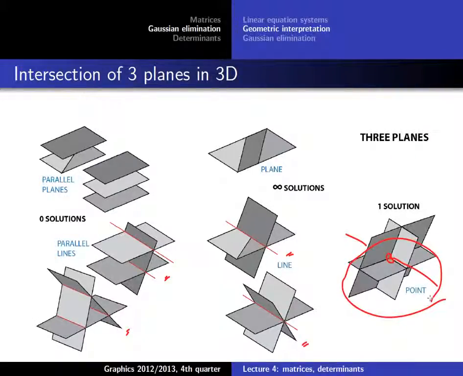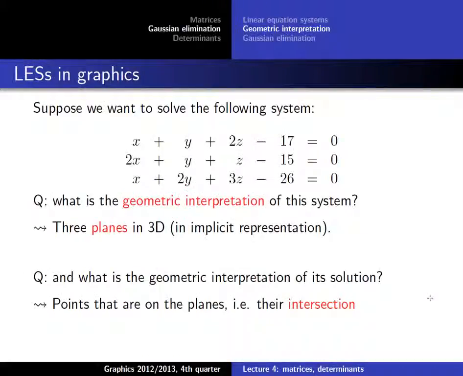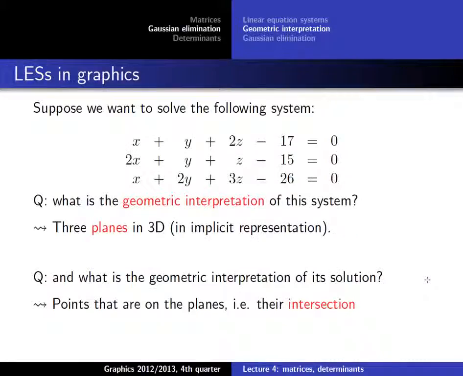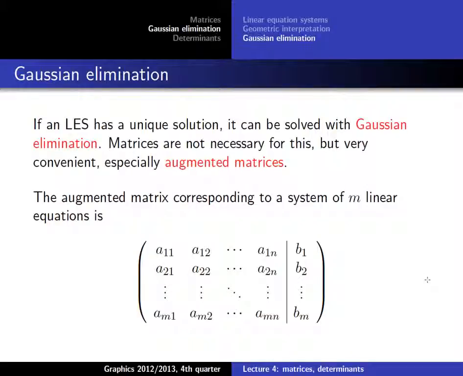And this is exactly the case that we're interested in when we are solving a linear equation system, because if we solve this linear equation system and it has only one solution, then this solution is the point. So it means these planes must intersect in one specific point. Good. And we can do this with Gaussian elimination.